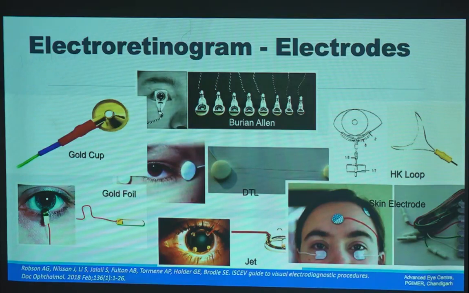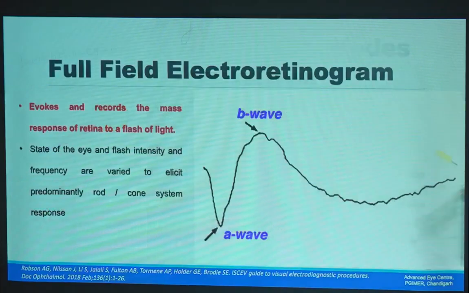And for some of your uncooperative or pediatric patients, you may choose to use skin electrodes, but then your amplitudes will be about 1/10 of what you get with your DTL electrode. So these are the 3 main that we are using. The rest of them were used historically but are now no longer available.